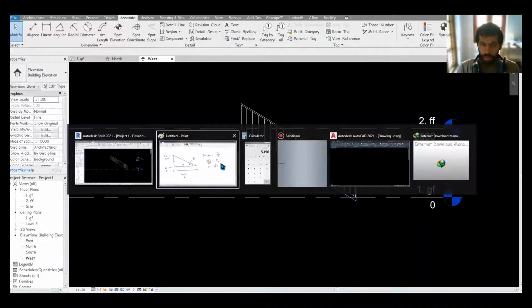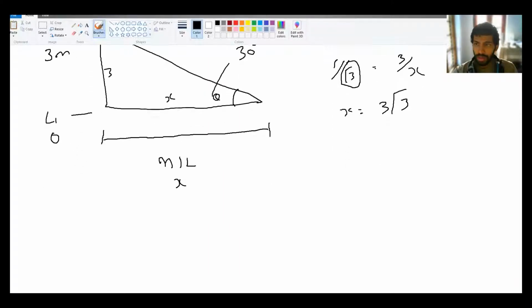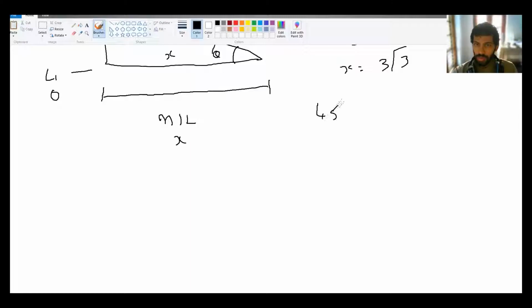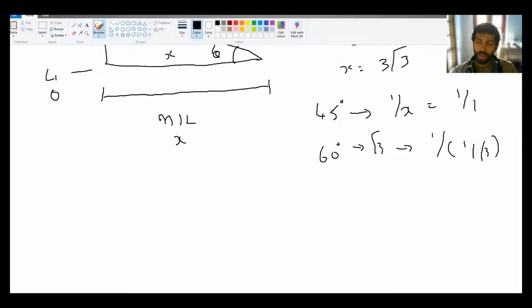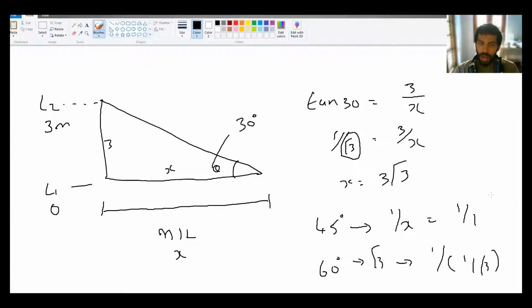Alright, so what if the angle is 45 degrees? If the angle is 45 degrees, the slope 1 by x shall be 1 by 1, so x shall be 1. If the angle is 60 degrees, it is root 3. Root 3 can be written as 1 by root 3. So the value of x is 1 by root 3. So that's the simple procedure in creating a ramp properly in Autodesk Revit.